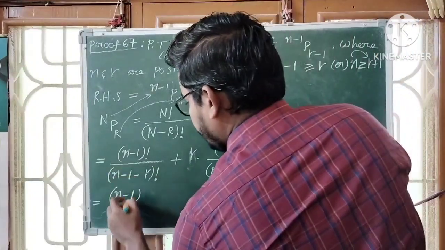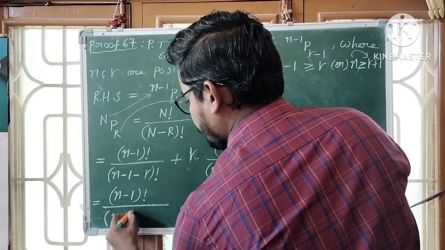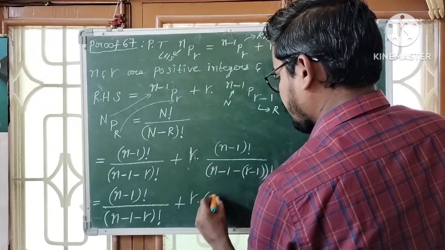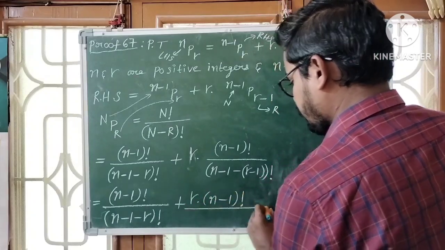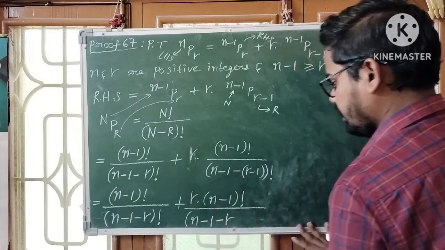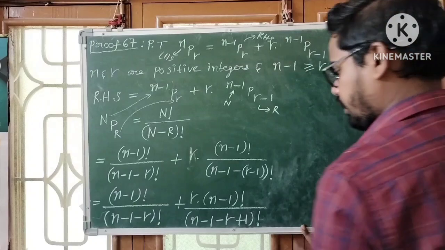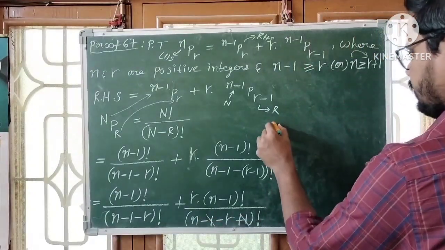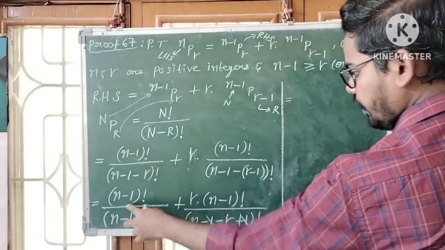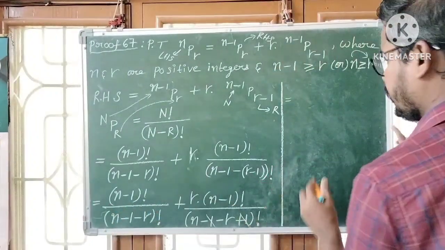Next, n minus 1 factorial by n minus 1 minus r factorial plus r into n minus 1 factorial divided by n minus 1 minus r plus 1 factorial. Minus into plus is minus, so minus r, and minus into minus is plus 1. So minus 1 plus 1 get cancelled. Next step, in the first term and second term, n minus 1 factorial is common. Take out n minus 1 factorial.